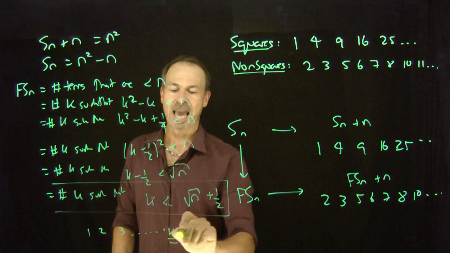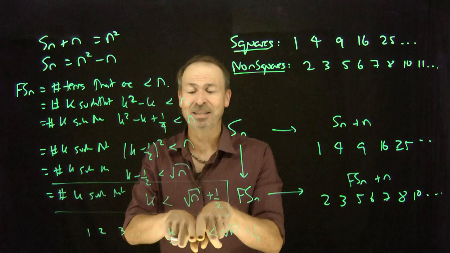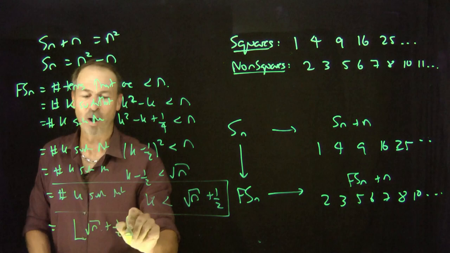Well, what is that number? If I round this down to the nearest integer, that must be the biggest k I can have, that must be the number of integers I can have. So actually, I've got a formula. It's actually this quantity, square root of n plus a half, rounded down to the nearest integer.